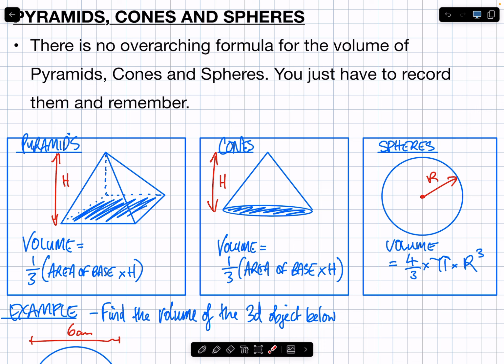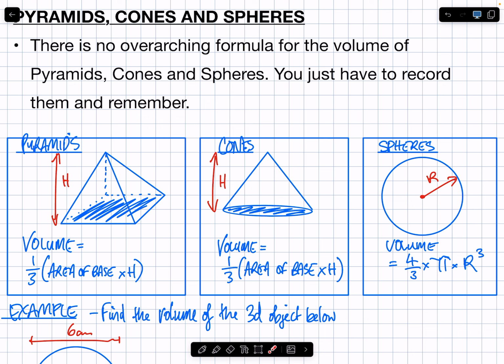Last one, get the formula, please, of the sphere. This one's weird. It's 4/3 times pi times the radius cubed. You must cube it first because of BODMAS.